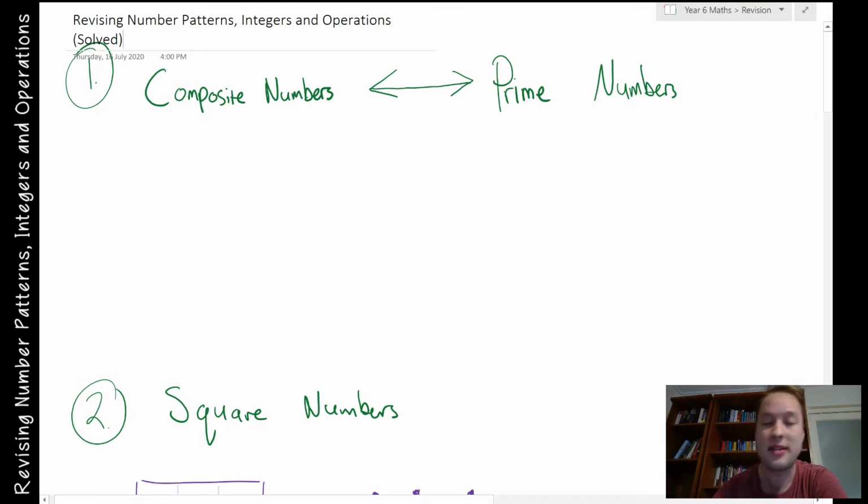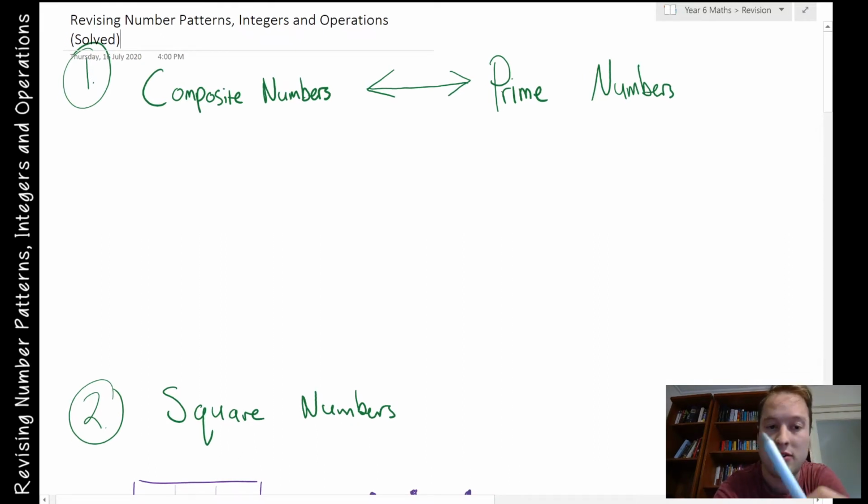So the difference between composite and prime numbers. A composite number is a number that has more than one factor. A factor is when you times two numbers by itself, it becomes that number.